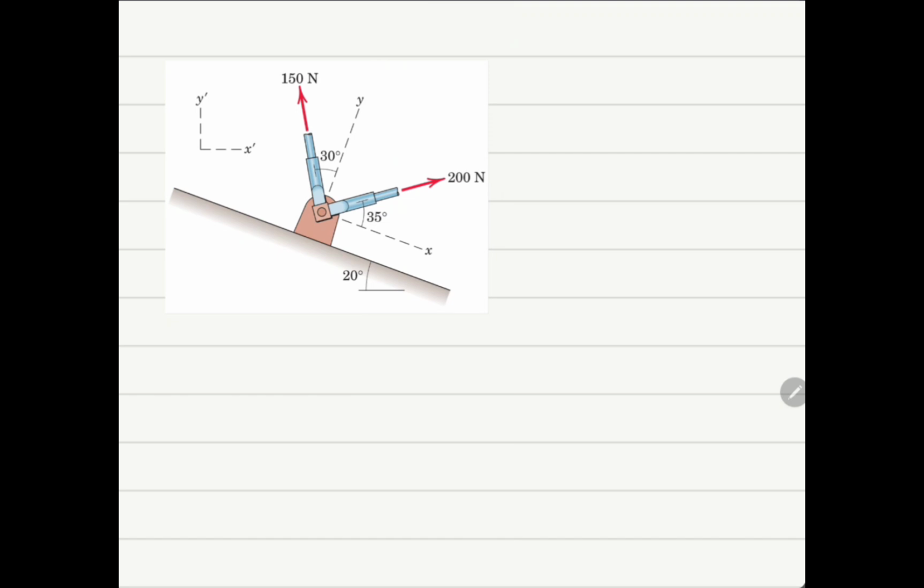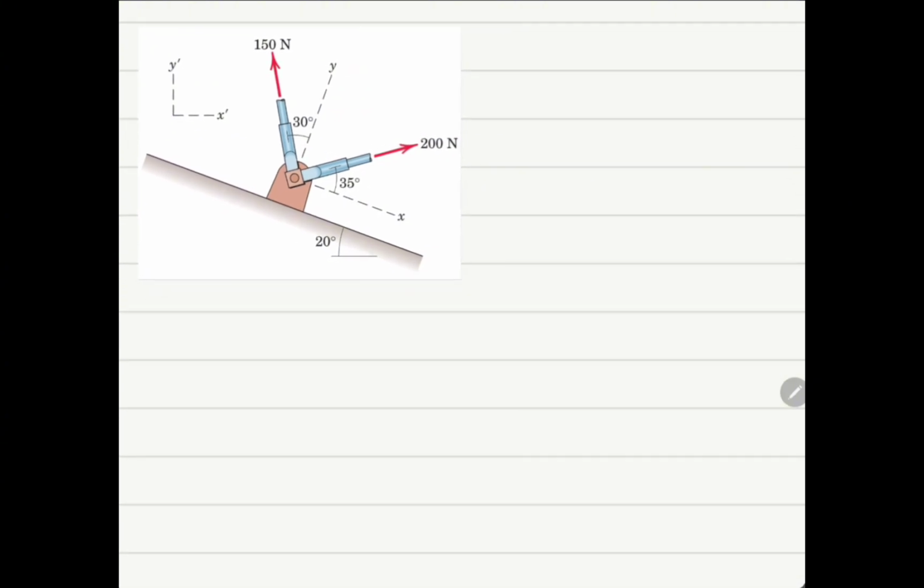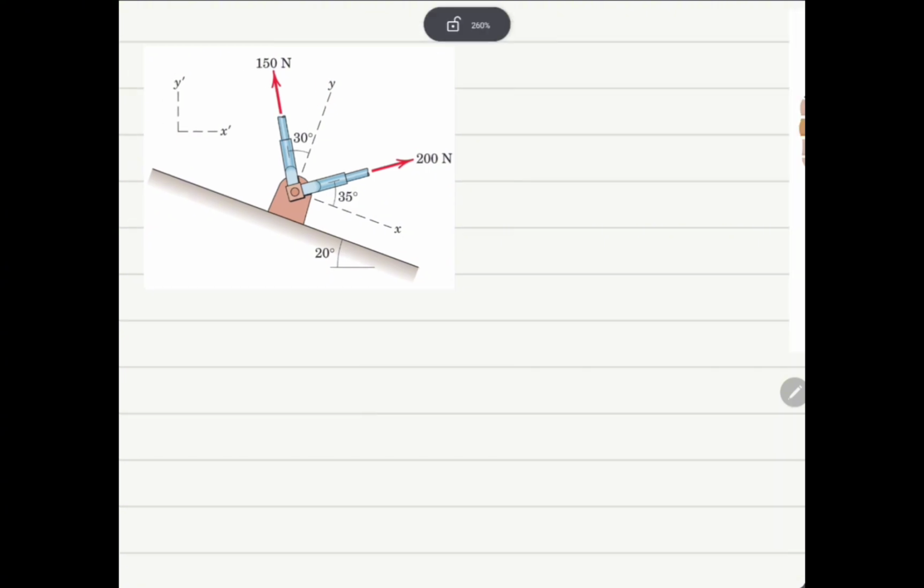Okay, this is an example of the second method. The first example used trigonometry. For this one, we solve the reaction using its rectangular components. We have two forces acting on a bolt at point A, 200 and 150. So what is their resultant force? If we follow the given x and y axes, we can get the resultant force based on those axes.